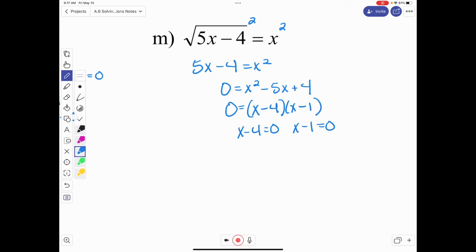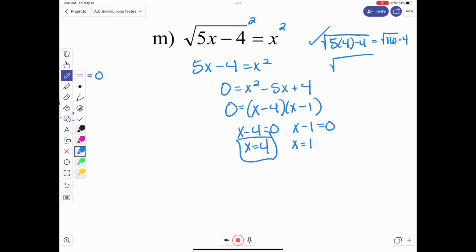So if I move 4 over, it's going to be positive, and if I move 1 over, or negative 1 over, I should have said negative 4, and if I move 1 over, it will be positive. And if I check both of these, so 5 times 4 minus 4, so that's 20. 20 minus 4 is going to be 16. And square root of 16 is 4. And I plugged in 4, so that works.